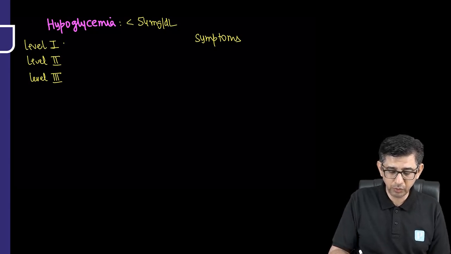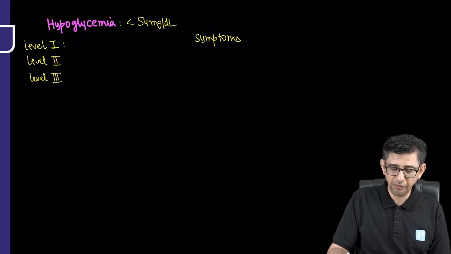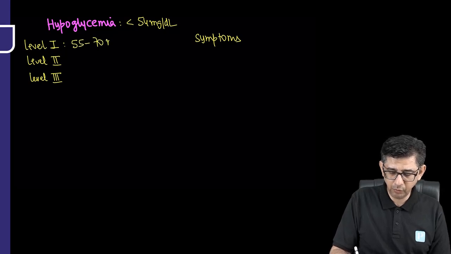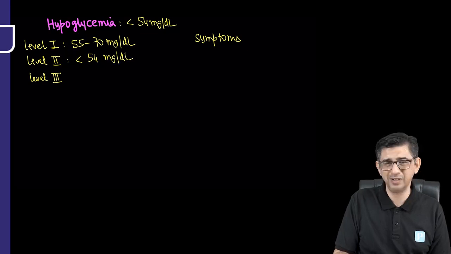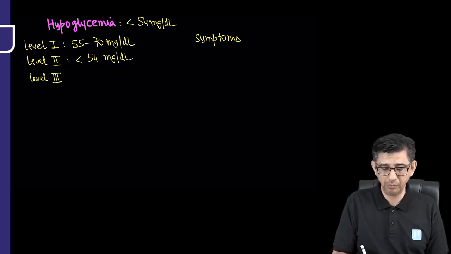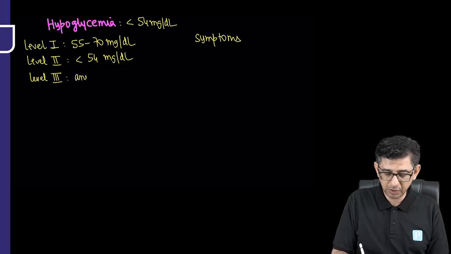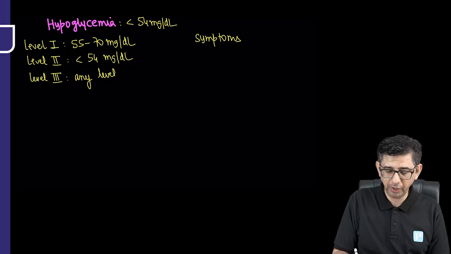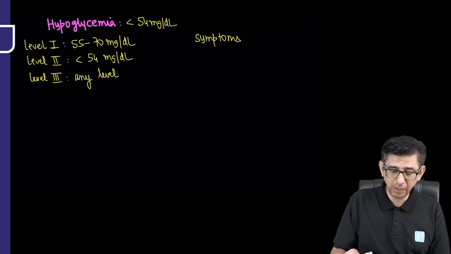If the blood sugar of a person is in the range of about 55 to 70 milligram, we say this is level 1 hypoglycemia. But if it falls to less than 54, then we say level 2 hypoglycemia. So that's just a quick classification that you need to remember. And for level 3 hypoglycemia, he does not give a mathematical value. He says any level which causes patient incapacitation.